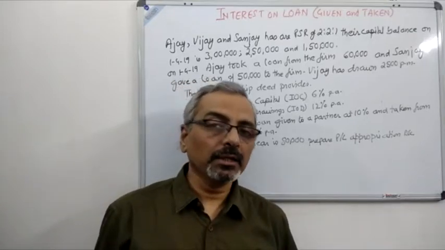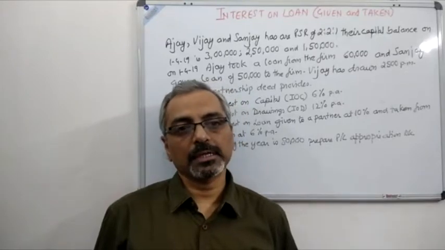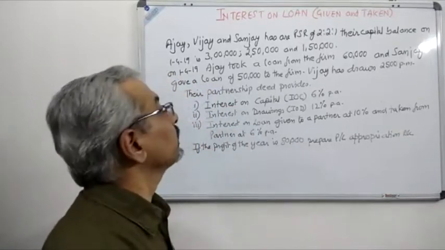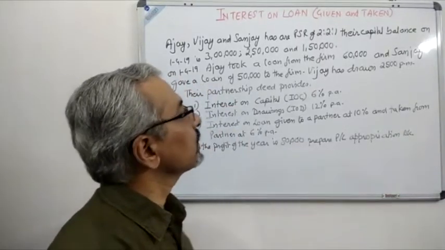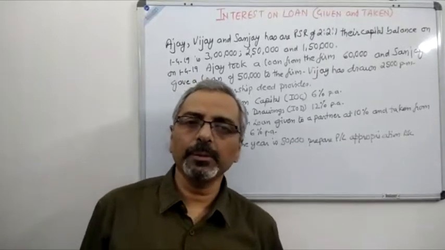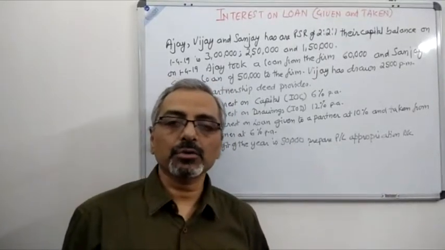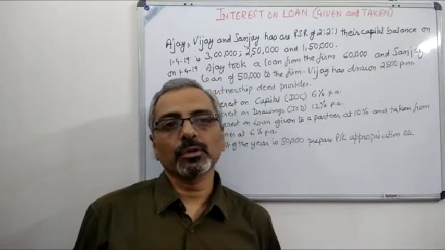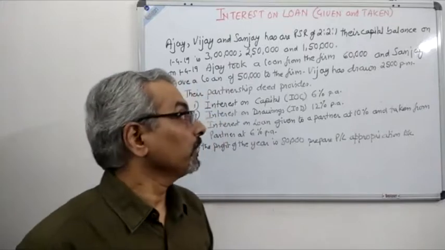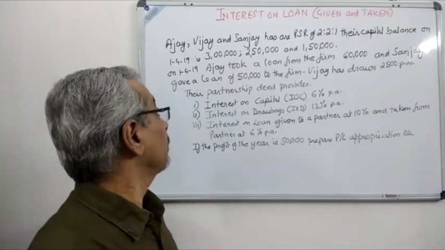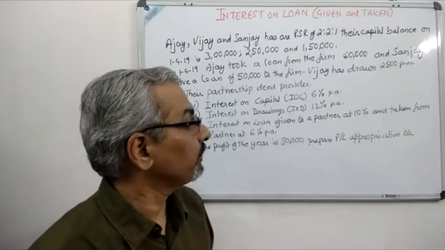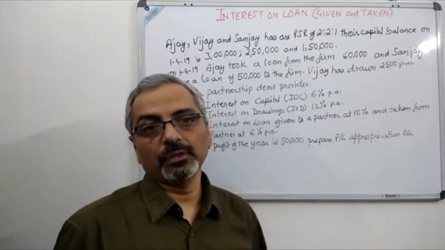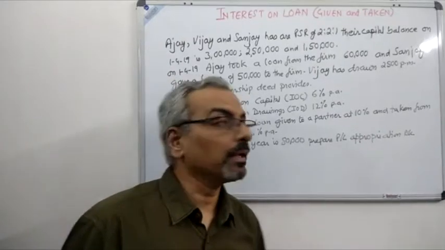Now first let us read the question and understand what the question is telling us, and let us proceed further. First, over here there are three partners, Ajay, Vijay and Sanjay, with a PSR of 2:2:1. It will invariably be given, the profit sharing ratio. If the question does not say anything about the profit sharing ratio, you know what to do. You have to distribute the profit among the partners equally. Now you can see their capital balance on 1st of April 2019 was 3 lakh, 2 lakh 50,000 and 1 lakh 50,000. This is the capital balance given at the beginning of the year, that was 1st of April 2019.